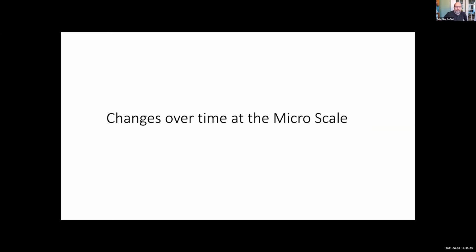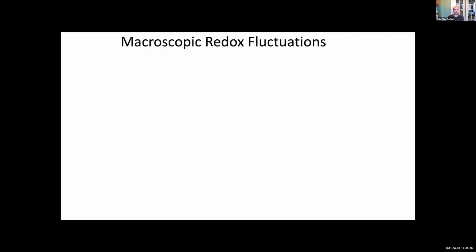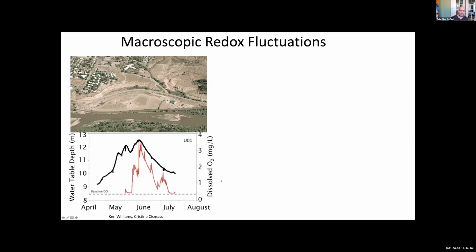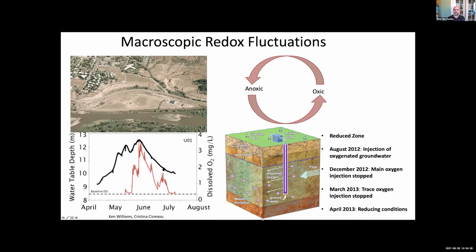So another example I'm going to show is looking at the changes at this scale over time. We're interested in how microscopic redox fluctuations matter. This is the Rifle site in Colorado, which is famous in DOE lore for a lot of different reasons. But the water table at this site changes dramatically over the course of the year, going up several meters and down several meters, which means that much of the system is cycling from oxic to anoxic conditions. And so we wanted to specifically replicate that and look at what happened.